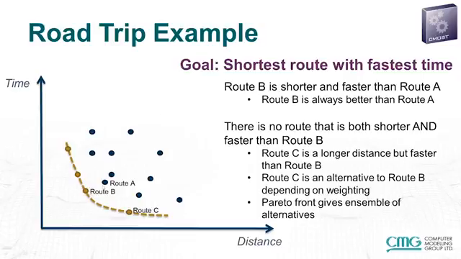So when we compare route A and route B, route B would always be a better solution than route A since it's both a shorter distance as well as a shorter time than route A. If we look at route B and route C, there's no route that's both shorter and faster than route B. However, route C is a longer distance, but it's faster than route B. So route C could be considered an alternative to route B, depending on how much weight we want to place on time and distance. So this leader front, or the Pareto front, provides us an ensemble of alternative solutions that may be better in either time or distance.